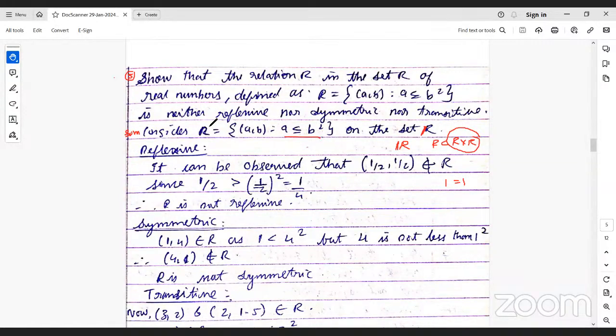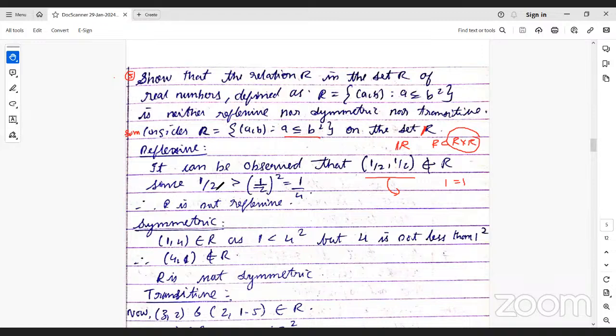But here they are asking us to show it is not reflexive. To show not reflexive, we need to give an example of an ordered pair where the condition fails. It can be observed that (1/2, 1/2) does not belong to R. Why does it not belong to the relation? Because 1/2 will be greater than (1/2) square, and (1/2) square is equal to 1/4. An ordered pair will belong to the relation only if it satisfies the condition a is less than or equal to b square.